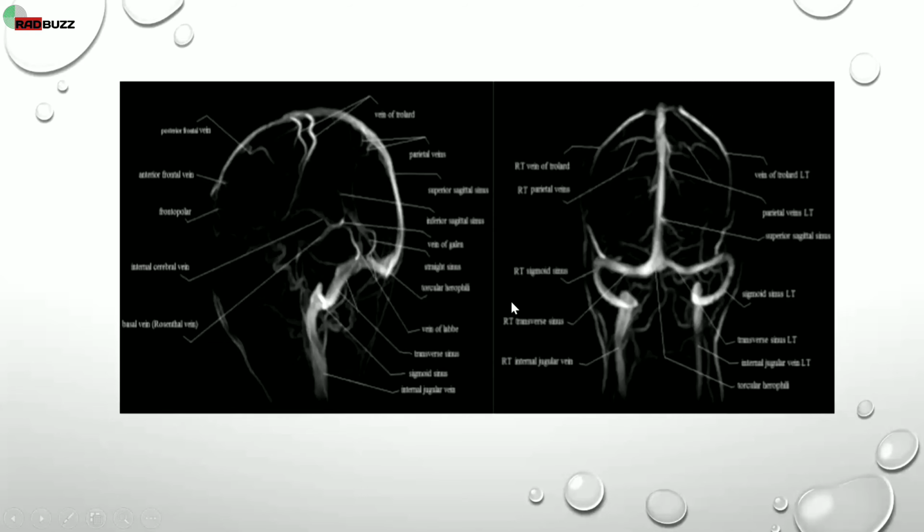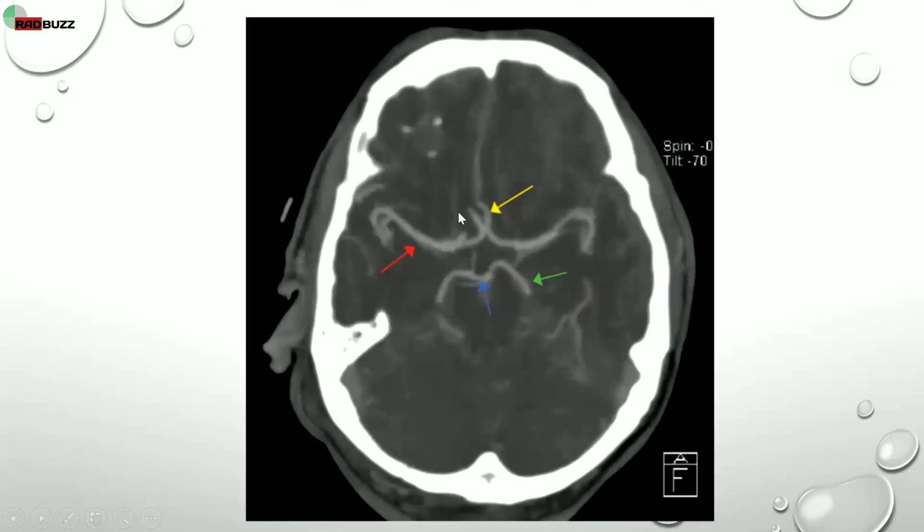One thing I would like to mention is always see dural venous sinuses on sagittal plane for the superior sagittal and straight sinus, and coronal plane for the transverse sinuses. Otherwise, it's easy to miss dural venous sinus thrombus.